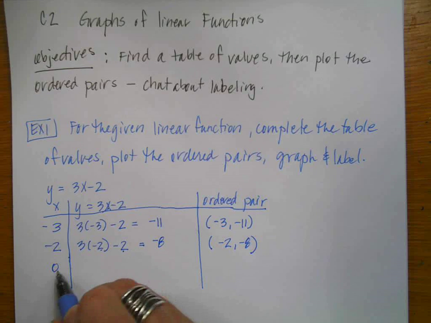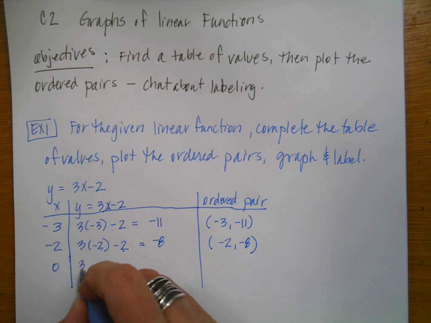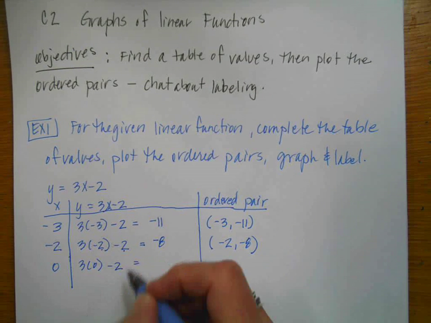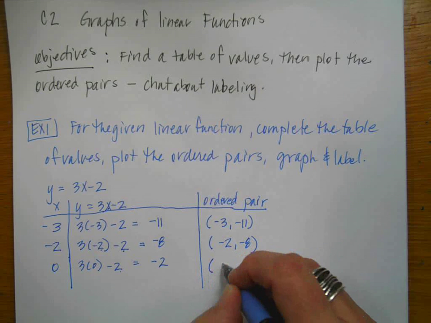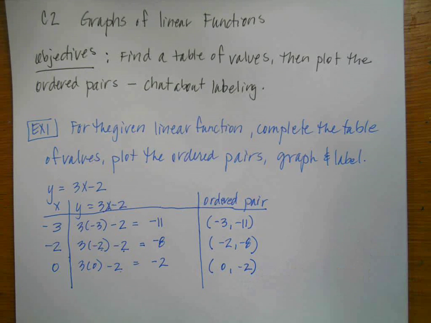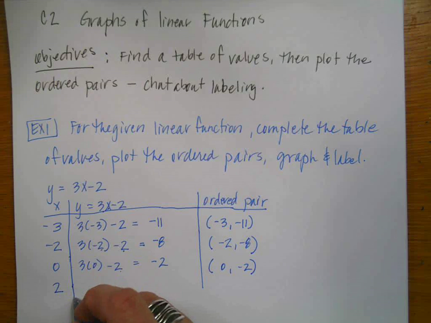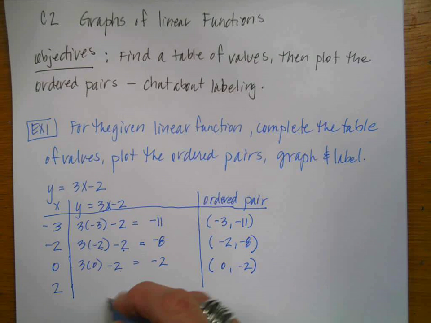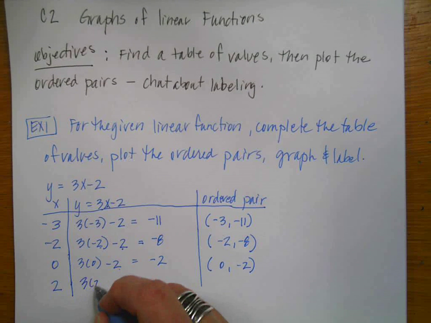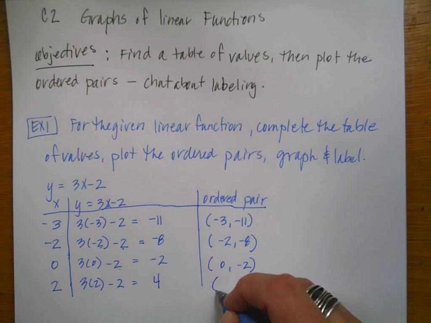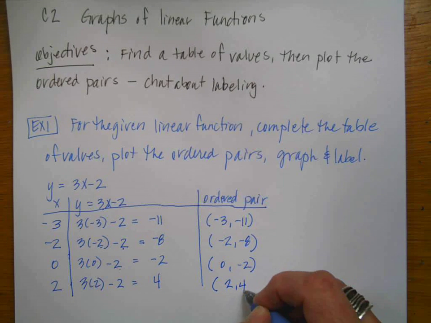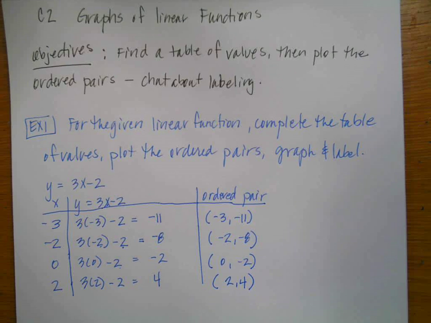And then I'm going to have a 0. When I substitute that in, I get 3 times 0 minus 2. So 0 minus 2 is a negative 2. So I'm going to get 0, negative 2. And then the last point that we're going to do would be substituting in a 2. So 3 times 2 minus 2, 6 minus 2 is 4. So then this ordered pair becomes 2, 4. Okay?